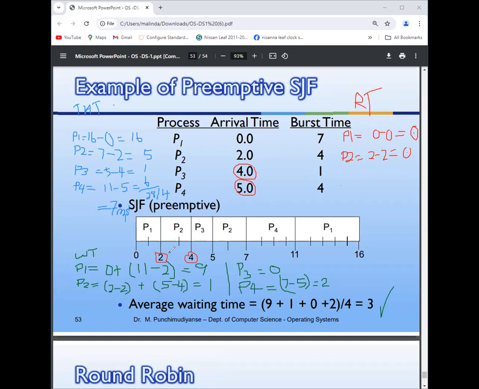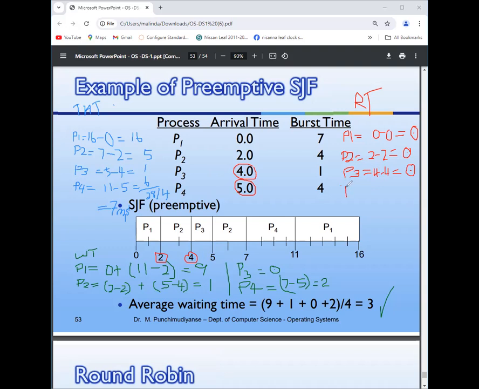So P2 gets first CPU at time equals 2. So 2 minus 2 is 0. And for the P3, arrived at time equals 4 and it got first CPU at time equals 4. So 4 minus 4, again 0. So the P3 got its first CPU on the arrival. So it haven't waited. So because of that, response time for the P3 is also 0.